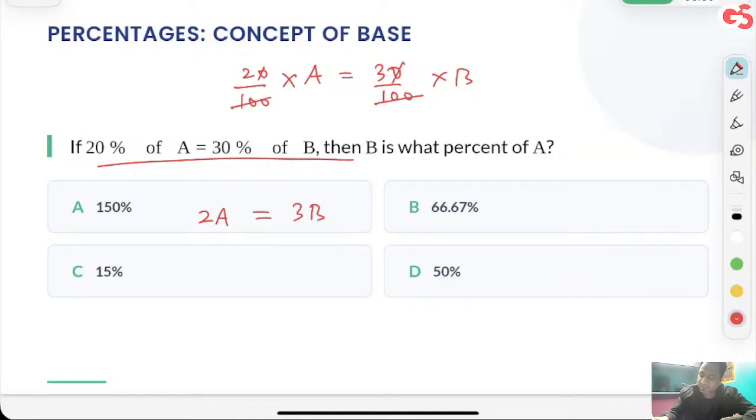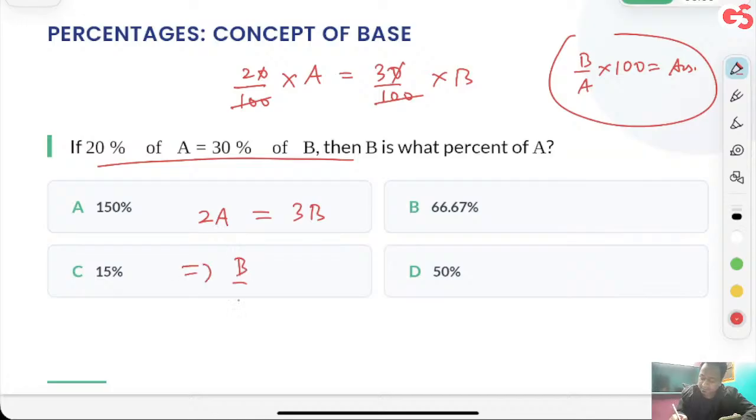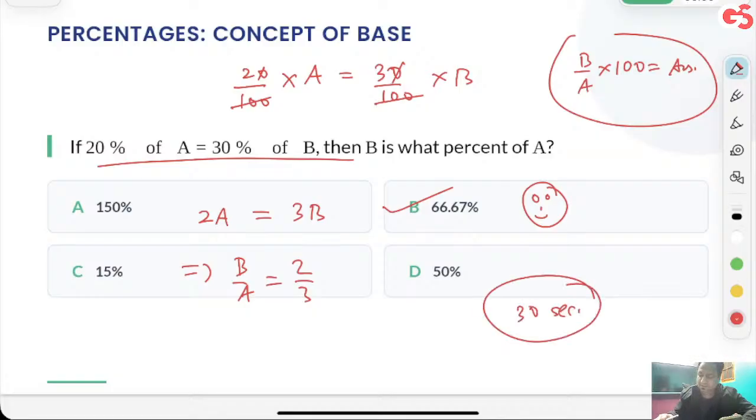So we need to compare. We want this thing to be the answer. You need to know what is given in the question, and you also need to know what has to be answered. So B upon A, if I find B upon A from here, I get 2 by 3. Now 2 by 3 into 100 is how much? It's 66.67%. And that happens to be the final answer. The ideal time to solve this question in the real exam is not more than 30 seconds. I'm giving you 1.5 minutes for a reason. Let's go to the next one.